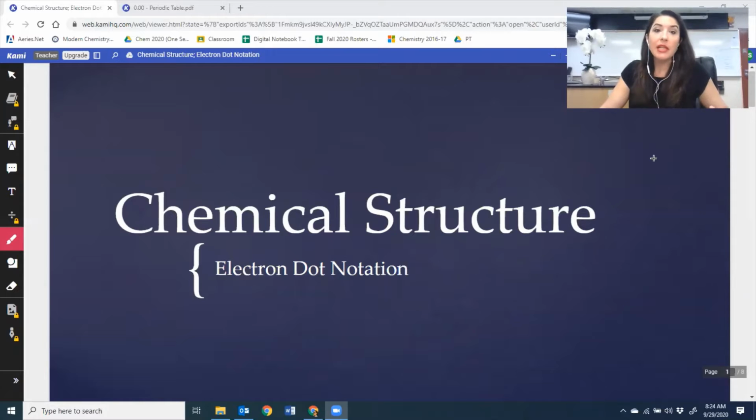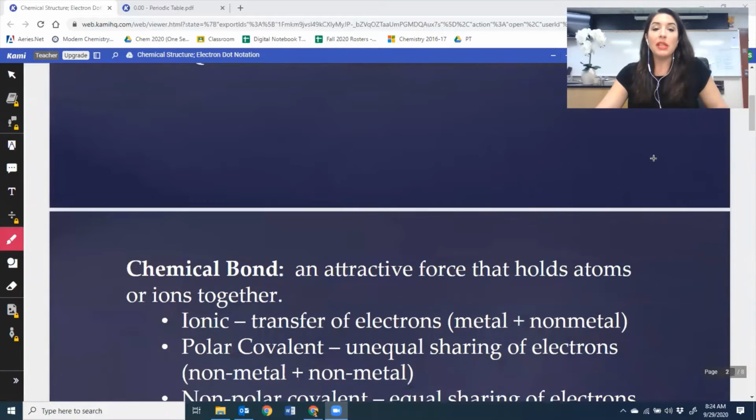And we're going to learn a technique called electron dot notation that organizes and keeps track of valence electrons. And then later on, after this video, we're going to see how using electron dot notation can allow us to predict the shape of different molecules. So let's start with chemical bonds.